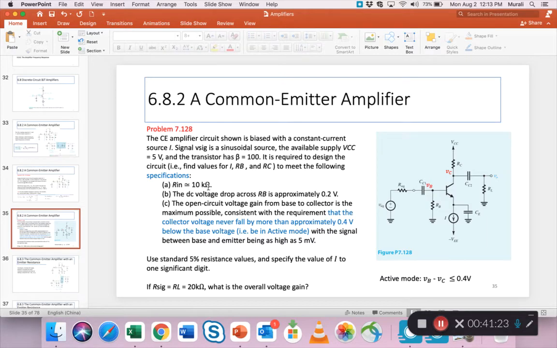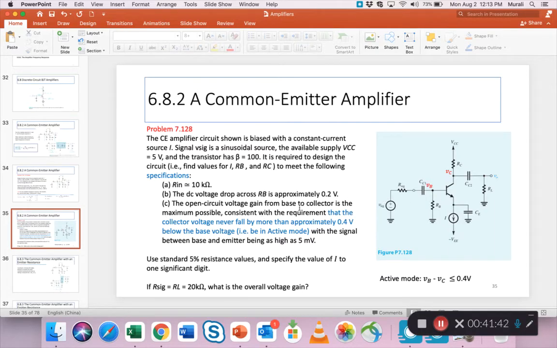Rin is given. Remember, these are not questions, these are just specifications. That means your design has to meet all these conditions. So there's an Rin of 10 kilo that has to be met. The DC voltage drop across RB has to be approximately 0.2 volts.